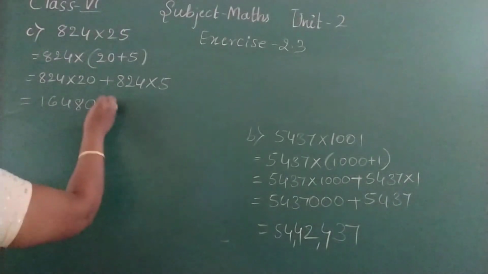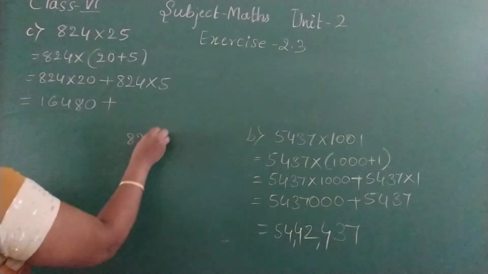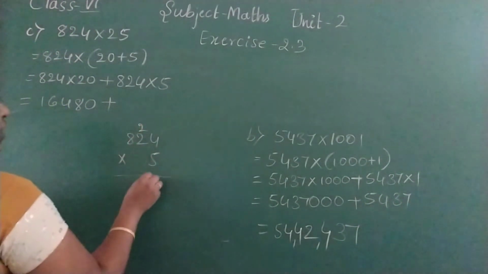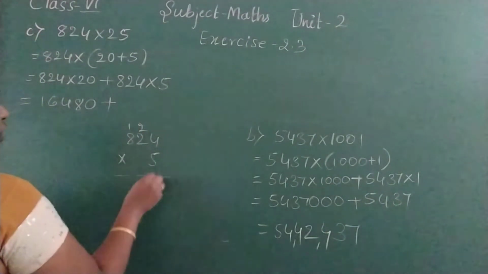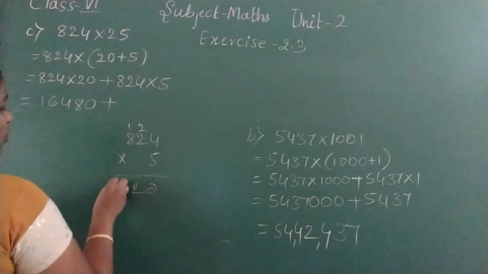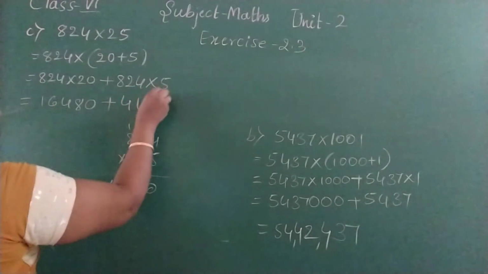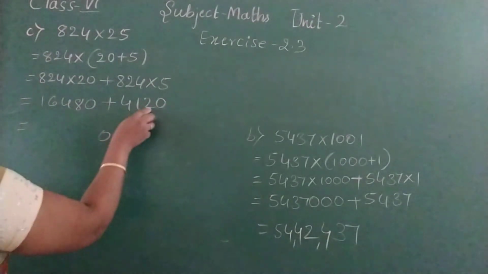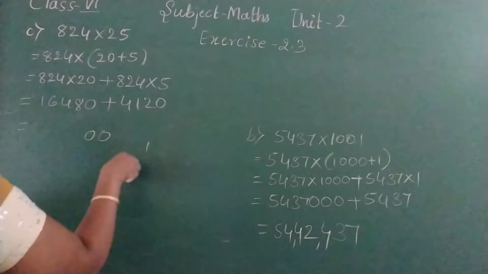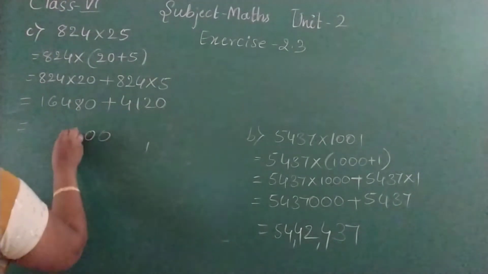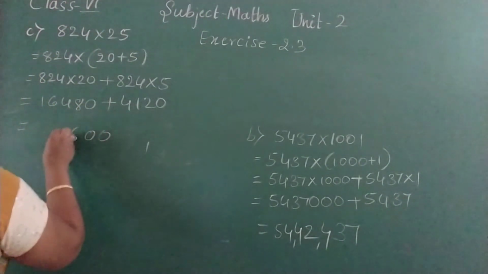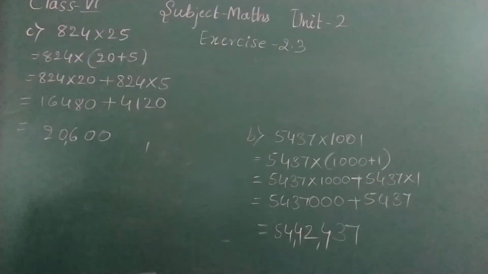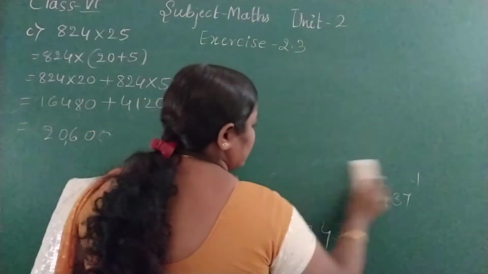Next, 824 into 25. 5 4s are 20, 5 2s are 10 plus 2, 12, 5 8s are 40 plus 1, 41. So 4 1 2 0. 0 plus 0, 0, 2 plus 8, 10, 1 2 and this is 4 6. Then 4 plus 6, 10, 1 and 1, 2. 20,600 is the answer. Next, last one.